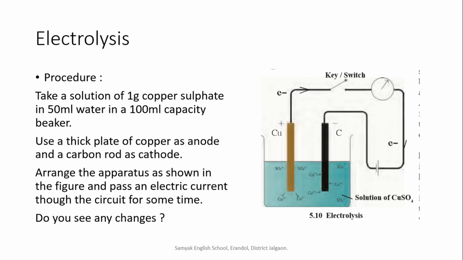Let's look into electrolysis. It's a small procedure. Take a solution of 1 gram copper sulfate in 50 ml water in a 100 ml beaker. Use a thick plate of copper as anode, that is the positive electrode, and a carbon rod as cathode, that is the negative electrode, and arrange the apparatus in the way it's shown in the diagram. Now, when the circuit is on, let's see what happens.